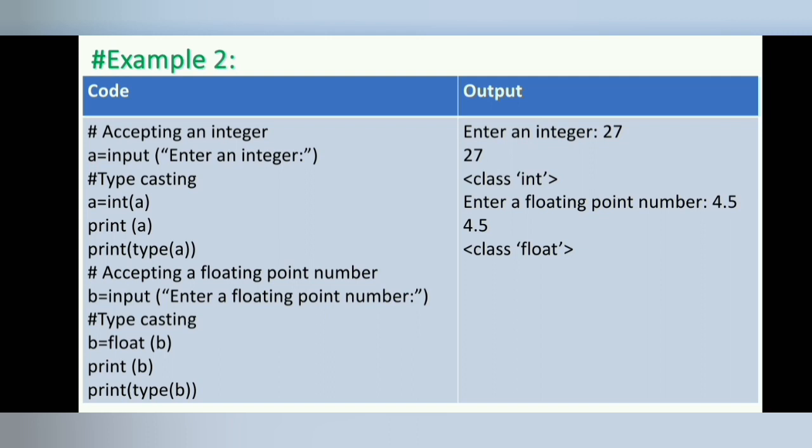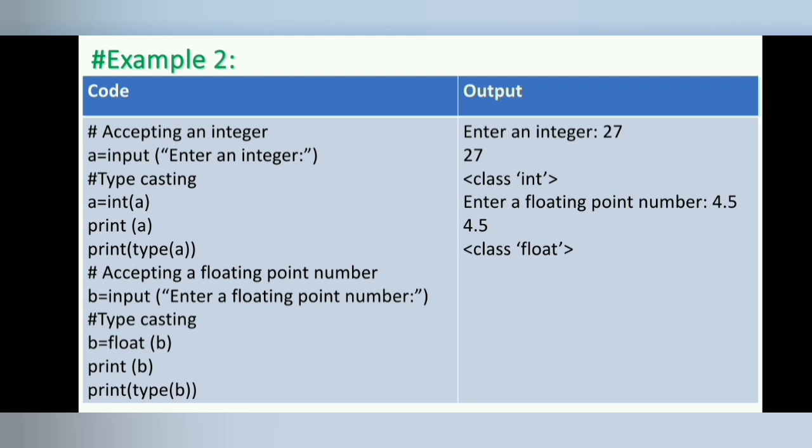Similarly, in the following statement, the argument or prompt we pass to the input function is the string "enter a floating point number." This string value will be displayed on the monitor. Then the input function will wait for the user to enter something. Once the user presses the enter key, the input function will return whatever the user typed as a string. Here we have entered a floating point value of 4.5 as input. The input function will return this number as a string value, which will be assigned to the variable b.